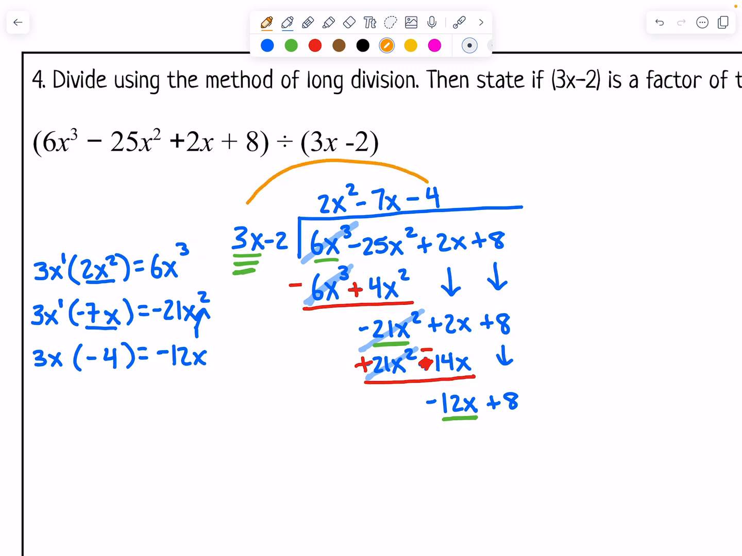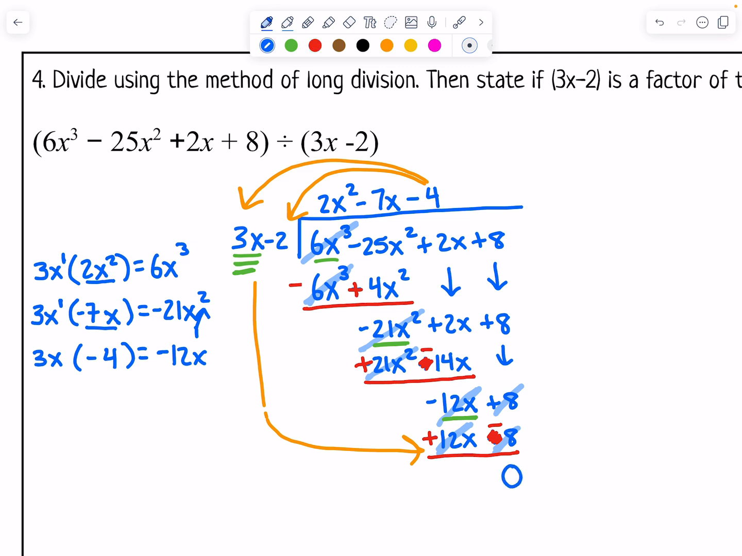We multiply that by what's out front and bring both of those down. So negative 4 times 3x is negative 12x, and negative 4 times negative 2 is 8. Then you want to change the signs of both because you're subtracting that whole row. That's why we got to change both. And then the first two cancel out. These last two cancel out, so we end up with no remainder because they just canceled out.